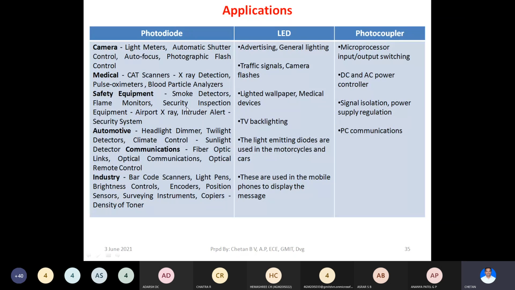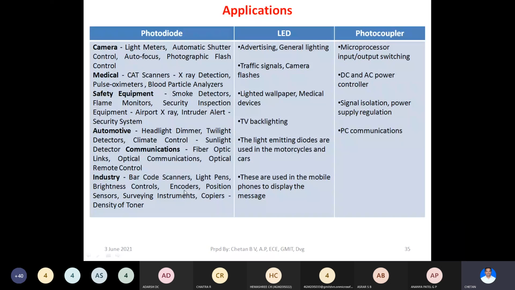It is also used in safety equipment like smoke detectors and flame monitors, right? And it is used in the automotive industry for headlight dimmers, twilight detectors, right? And it is used in communications like fiber optic communication, optical communication, optical remote control. So many applications are there. Then it can be used in industry for barcode scanners, light pens, brightness controllers, photodiode based encoders, and so on, right?